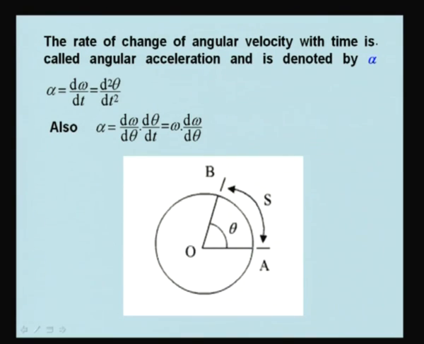Also, alpha can be written as d omega by d theta into d theta by dt. Since d theta by dt is omega, it is omega into d omega by d theta. Therefore, if omega is expressed in terms of theta, then angular acceleration can be found by multiplying d omega by d theta and omega.